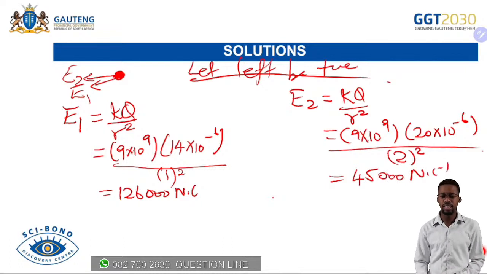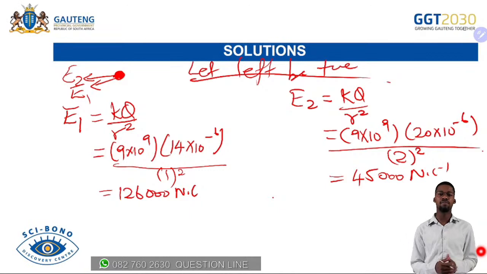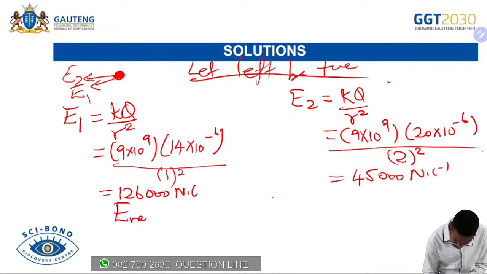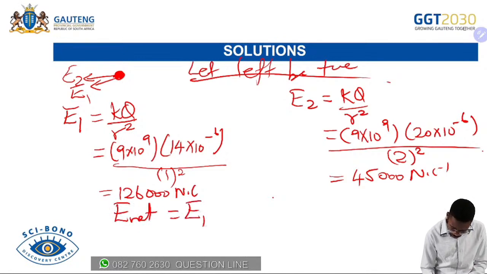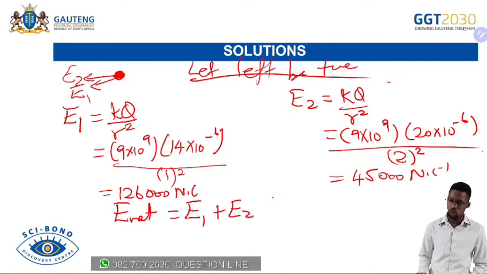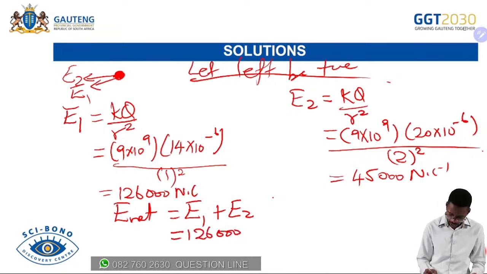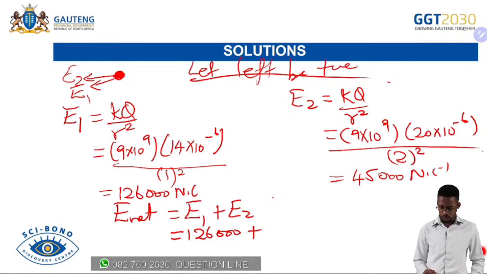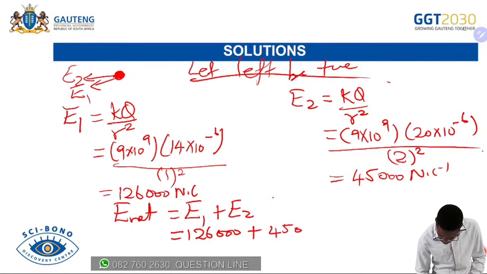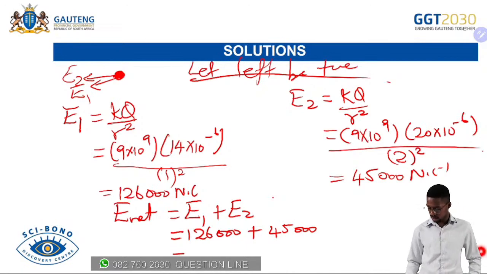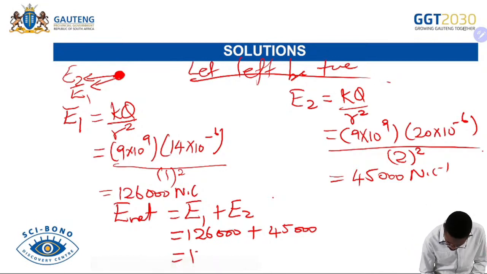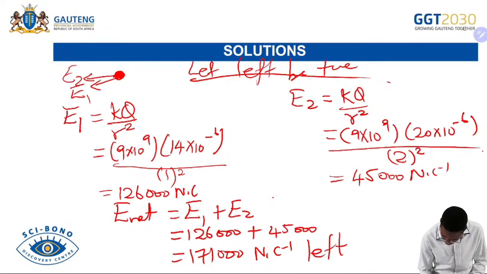So the vector diagram is indicating that everything is going to the left. And we said let left be positive. So you're going to say E net is equal to the sum of E1 and E2. What is your E1? 126,000 to the left, which is positive, plus 45,000 to the left, which is also positive. Then you punch your calculator. I think you're going to get 171,000 newtons per coulomb left.